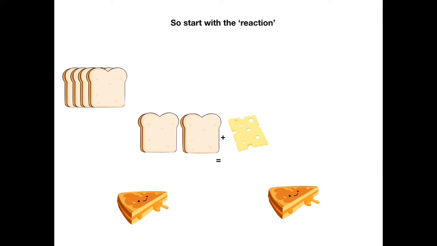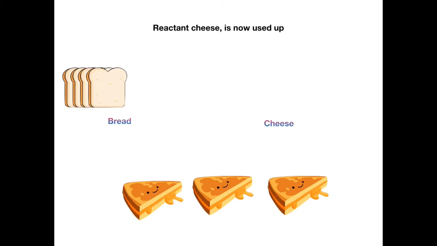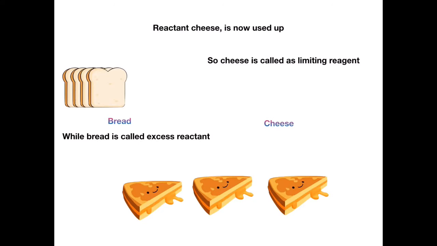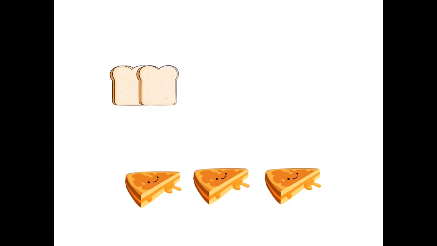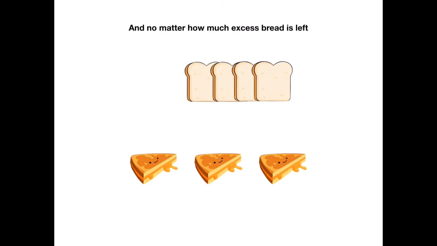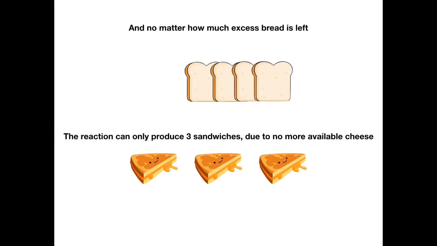Another one: 2 bread, 1 cheese, the second sandwich. 2 bread, 1 cheese, the third sandwich. And as you can see, there is no more cheese and there is excess bread. So the cheese is called the limiting reagent. And no matter how much excess bread is left, there are only 3 sandwiches because there are only 3 cheese. So the amount of product produced depends on how much limiting reagent there is.